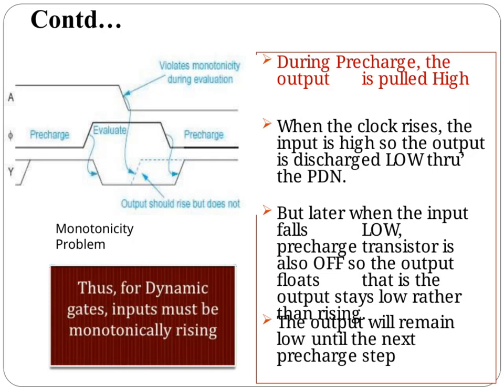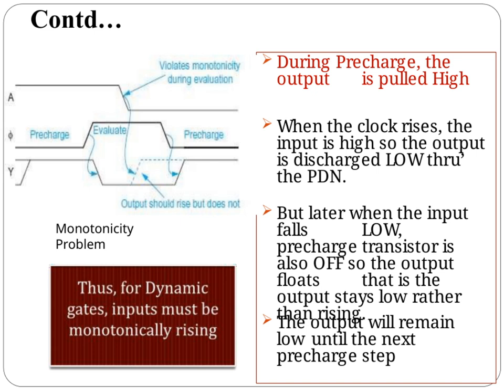During the pre-charge phase, the output node is pulled high, preparing the circuit for the next evaluation. When the clock signal rises, the input is high, which causes the output to discharge low through the pull-down network or PDN. However, when the input later falls to low, the pre-charge transistor switches off, causing the output to float. This means the output remains low instead of rising, as one might expect. As a result, the output stays low until the next pre-charge cycle occurs.